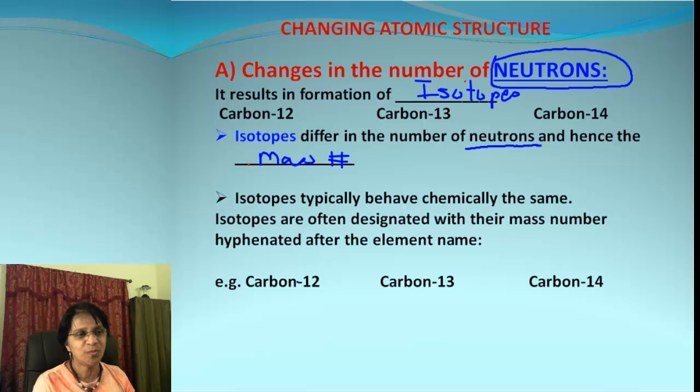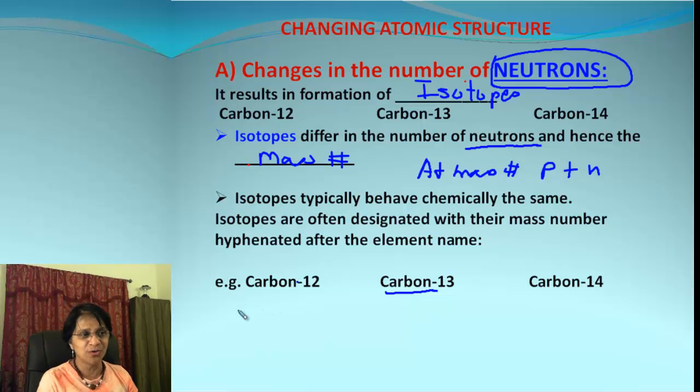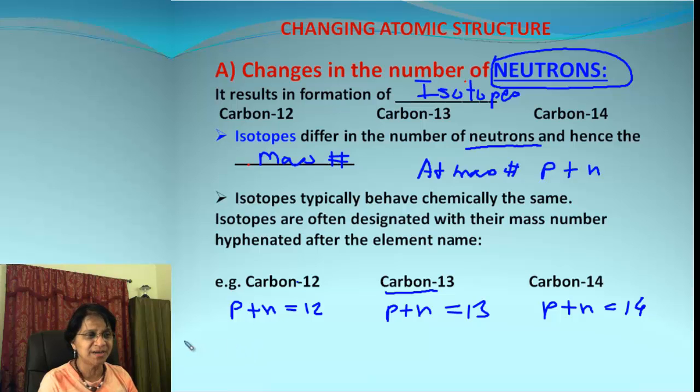And how do we represent an isotope? It's always the name of the isotope followed by a hyphen and then the atomic mass number. So we got 12, 13 and 14 as three different mass numbers for carbon. Now the atomic mass number is the number of protons plus neutrons. So in case of carbon 12, P plus N is 12. In case of 13, it's P plus N equal to 13 and so on. And then the atomic number for carbon is 6.